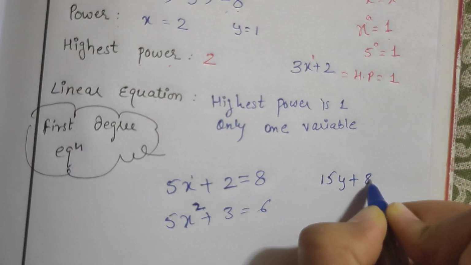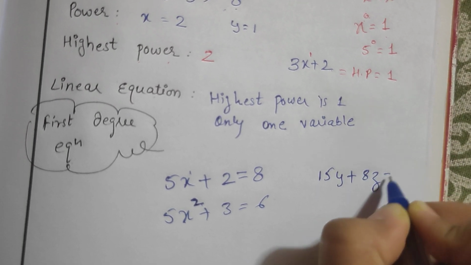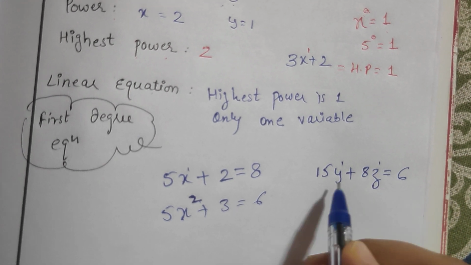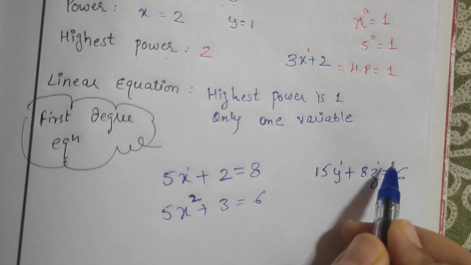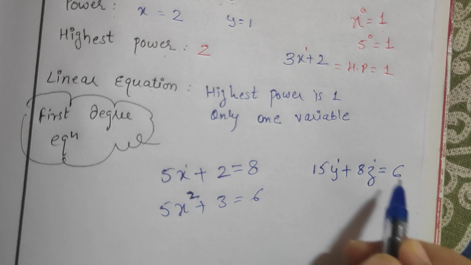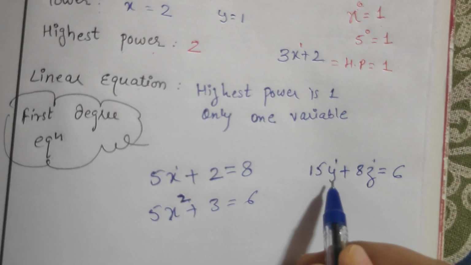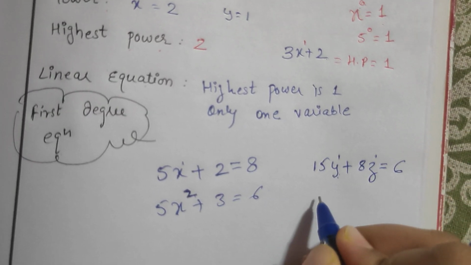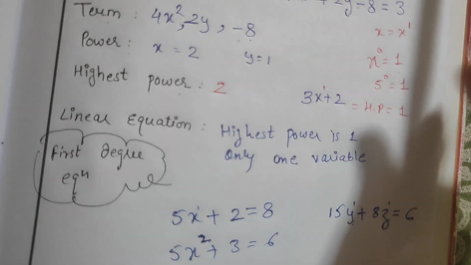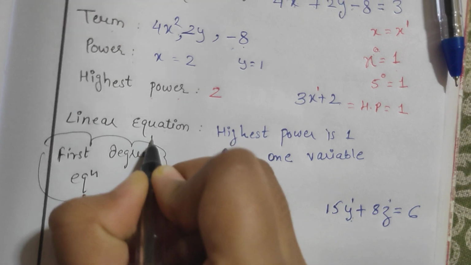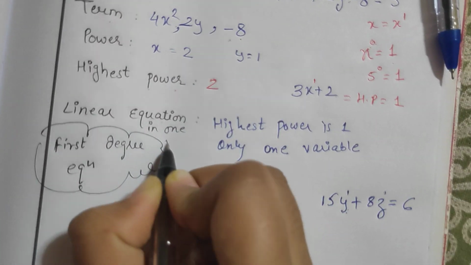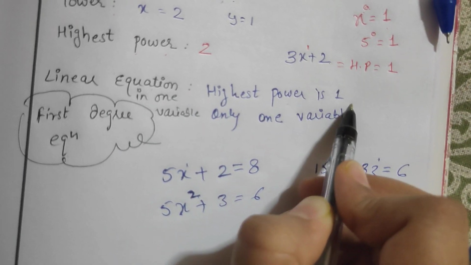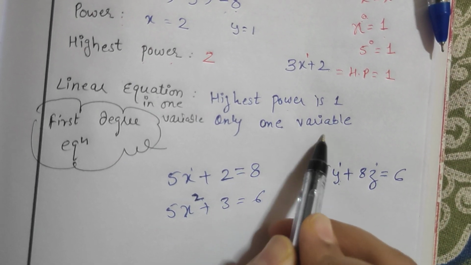When I take another example like 15y plus 8z is equal to 6. In this case the highest power is 1, so it is a linear equation, no doubt, as the highest power is 1. But here the variables are 2, so it is a linear equation in two variables. But when we are talking about linear equation in one variable specifically, then it is having highest power 1 and is having only one variable.